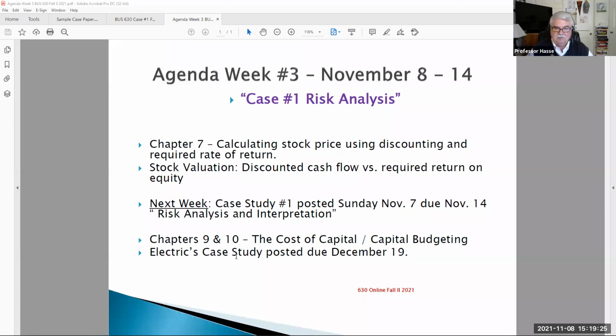We'll also talk about the topics of this week, which is stocks, equity investments, how to calculate a stock price using discounting and required rate of return. We're going to go over the capital asset pricing model, which is a key part of your case number 1 risk analysis. Also, we'll be talking about the return on investment for equity and how it includes the overall capital valuation of a company. But those calculations for stock we'll handle in our Friday video.